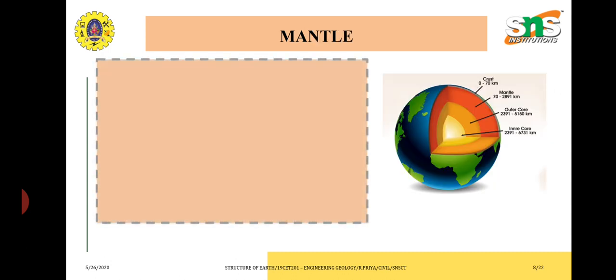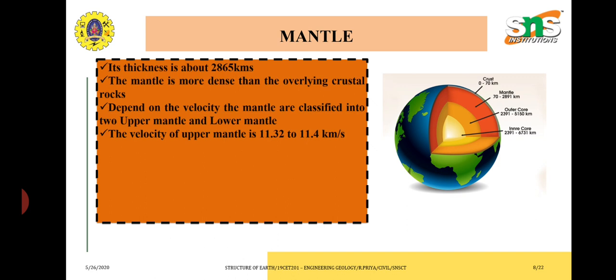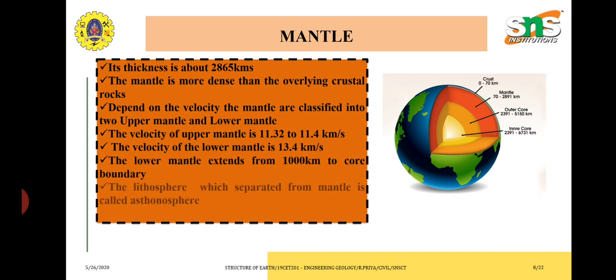Next, coming to the mantle. The thickness of the mantle is about 2865 kilometers. The mantle is much denser than the crust. Based on the velocity, the mantle is classified into two: the upper mantle and the lower mantle. The velocity of the upper mantle is 11.32 to 11.4 km per second, whereas the velocity of the lower mantle is 13.4 km per second.